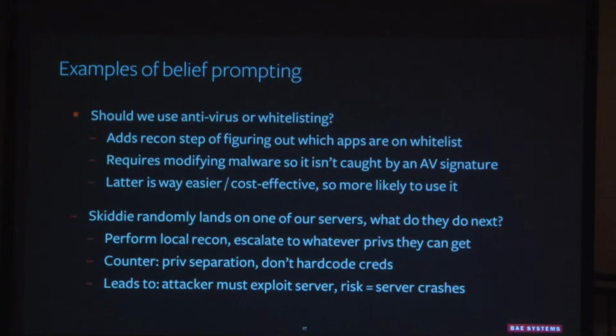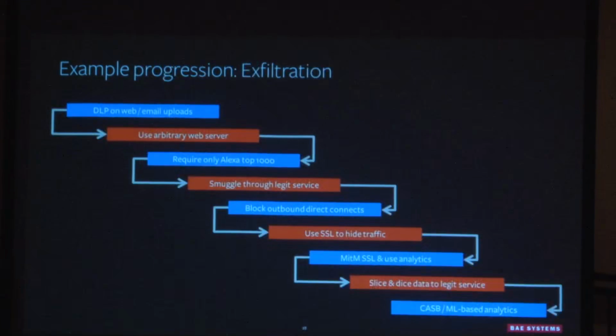So you really have to look at the long-term cost and trade-off benefit rather than just step one. So an example progression, hopefully you can see this. Just to go through it quickly, it's showing exfiltration. We implement DLP, okay, they'll use some sort of arbitrary web server rather than email. Then you require only the Alexa Top 1000, they'll smuggle it through a legit service.